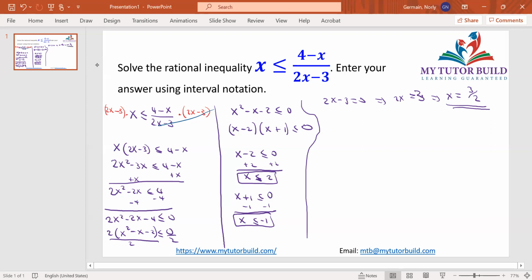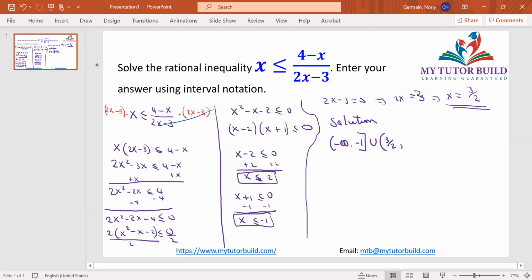Then your inequality would be undefined. So, as they ask us to provide the solution using interval notation, the solution would be: x should be less than or equal to -1, so we come from negative infinity up to -1, and we use a bracket because -1 is included. Union. Now, what we need to remember is to remove 3/2, so we put parentheses because it's not included.